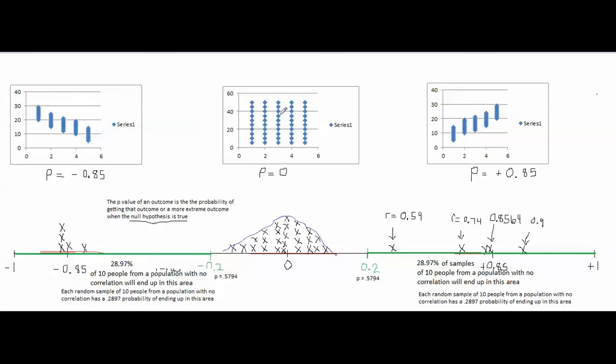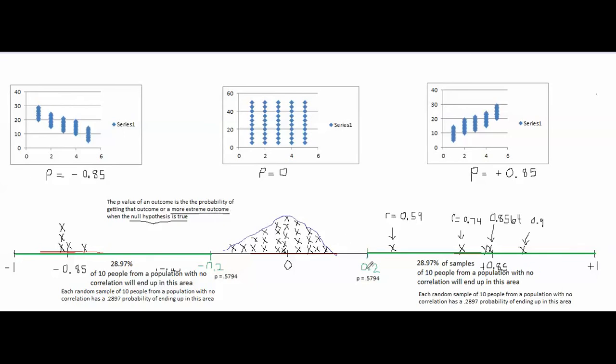If the sample is coming from this population, then the null hypothesis is true because the population that the sample is coming from has no correlation inside of it. So, let's think about what we mean here by more extreme outcome.